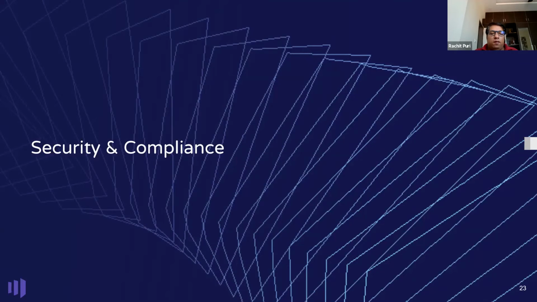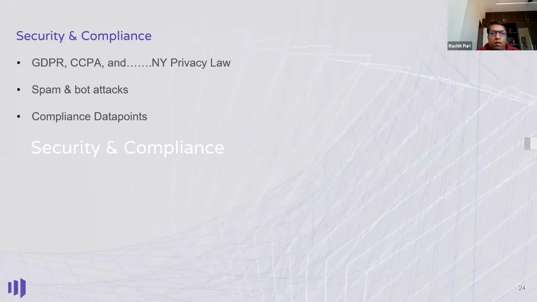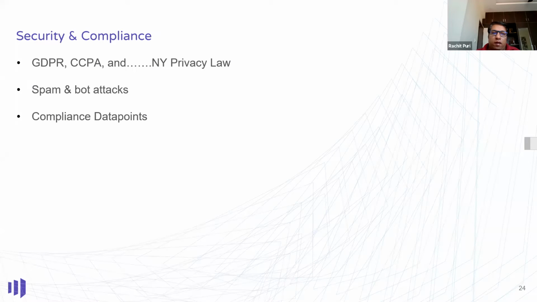Okay, switching gears now. The next thing is around security and compliance. This has been one of the most talked about topics since GDPR came, even before GDPR came. So the key things here are the compliance laws: GDPR, CCPA, and the New York privacy law, which is going to come soon. Then the spam and bot attacks and the compliance data points.